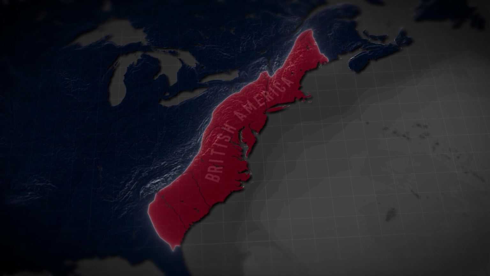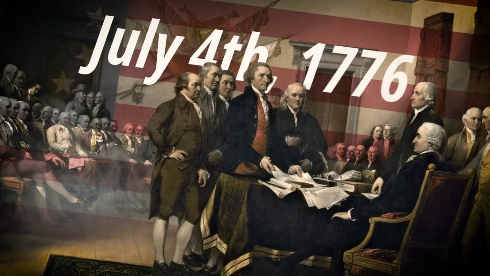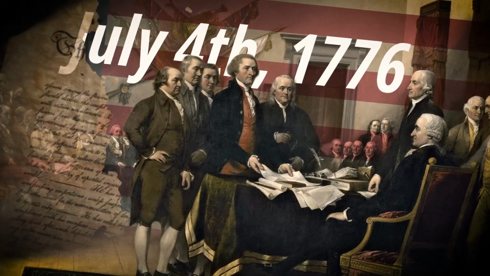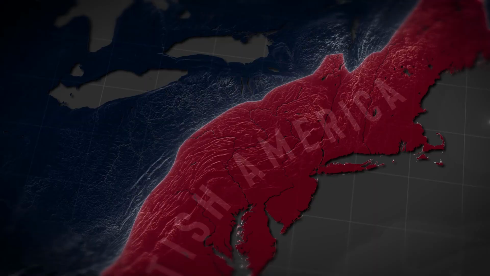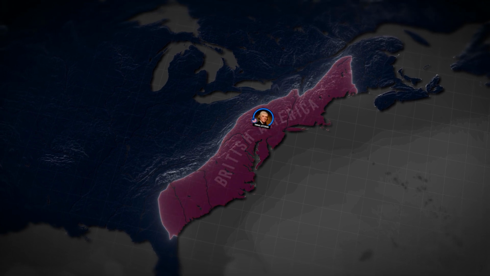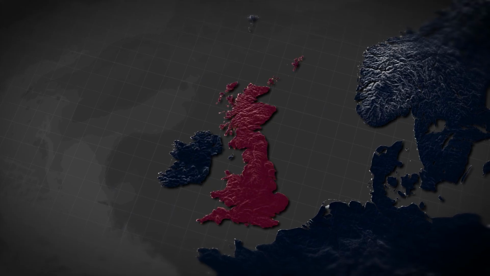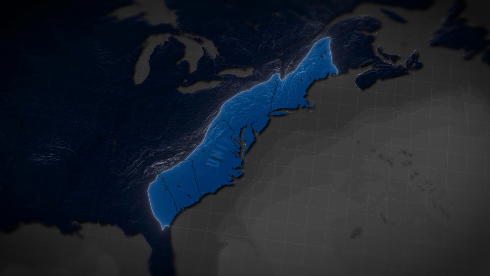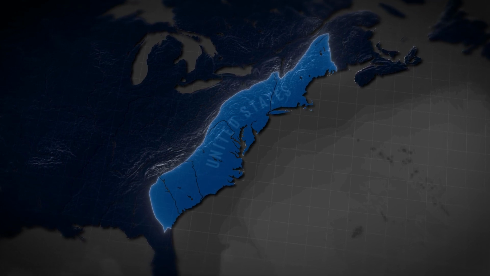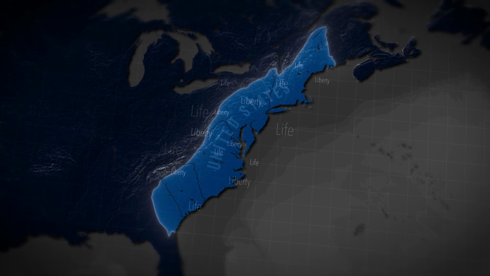As the war progressed, the political stakes escalated. On July 4, 1776, the Continental Congress adopted the Declaration of Independence. Primarily authored by Thomas Jefferson, the document declared the colonies as free and independent states, severing all political ties with Britain. The Declaration outlined the philosophical basis for independence, emphasizing natural rights such as life, liberty, and the pursuit of happiness.